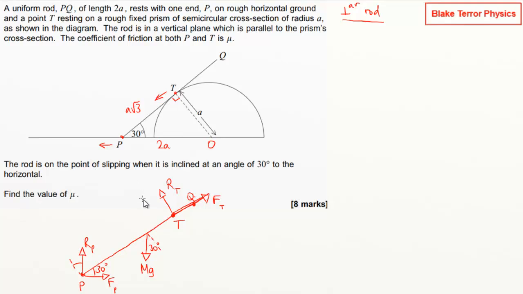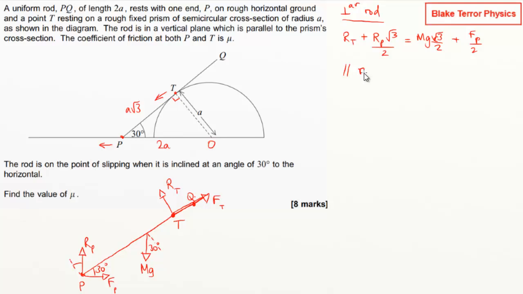So going up from the rod, we've got RT, and that's already perpendicular, plus RP cos 30, so root 3 over 2. So they're the ones going upwards, and then we've got 2 coming down. It's got to equal mg cos 30, root 3 over 2, and FP sin 30, so FP over 2. Right, so that's our perpendicular to the rod.